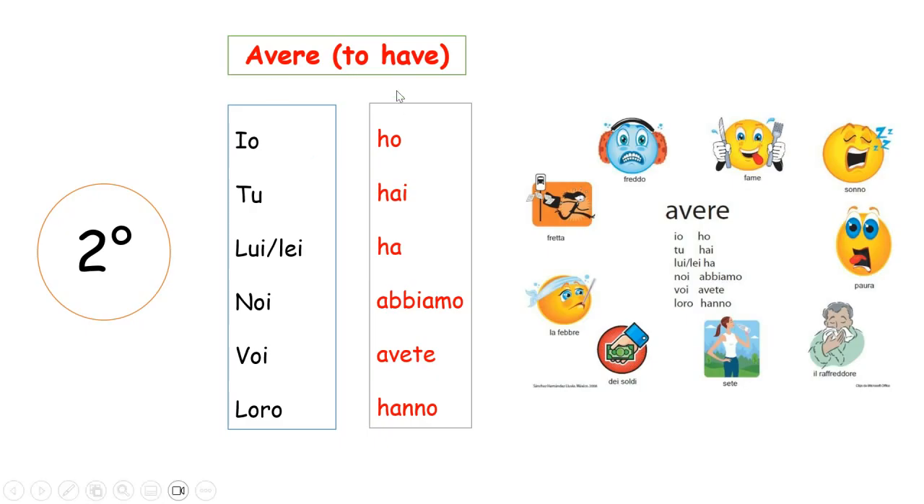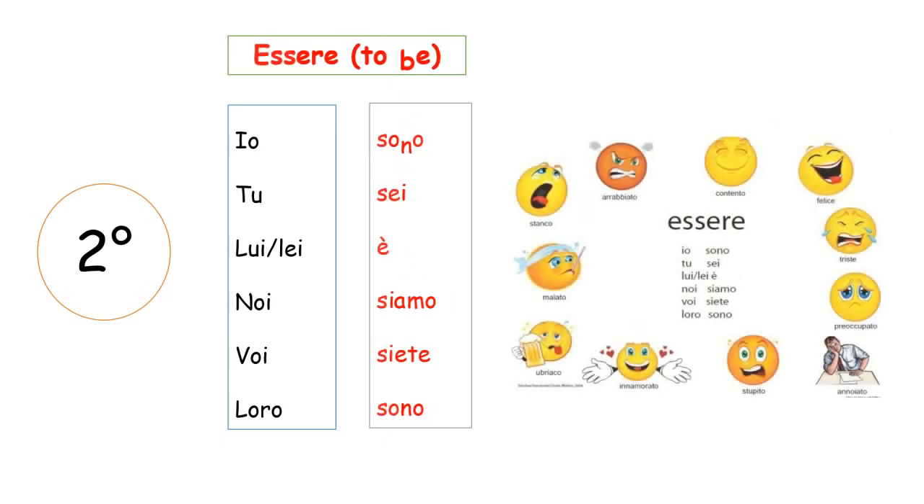Avere. This one is also an auxiliary verb, so it is very important. Io ho, tu hai, lui ha. Noi abbiamo, voi avete, loro hanno. Essere. Another auxiliary verb. Io sono, tu sei, lui, lei è. Noi siamo, voi siete, loro sono.